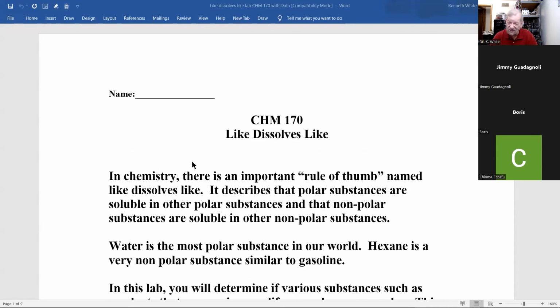And when you did this, it's important because like dissolves like is what's called the rule of thumb. I think it's on this thumb. Can you see it? A bad joke, Dr. White. Yeah.